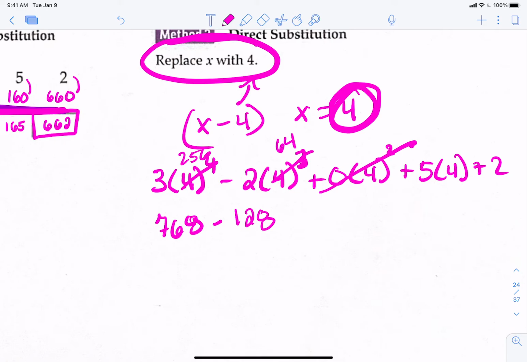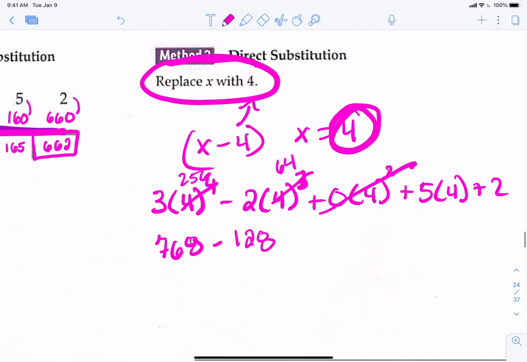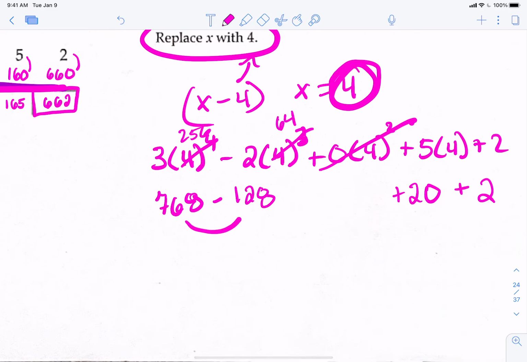0 times 4 to the second power. It's 0 times 16, which is 0. So we're going to cross it off. 5 times 4 is 20 and 2. Okay, now you can do this in your head. What's 768 minus 128? 640, right? 7 minus 1 is 6. 6 minus 2 is 4. 8 minus 8 is 0. 640 plus, this guy is 22. What's 640 plus 22?